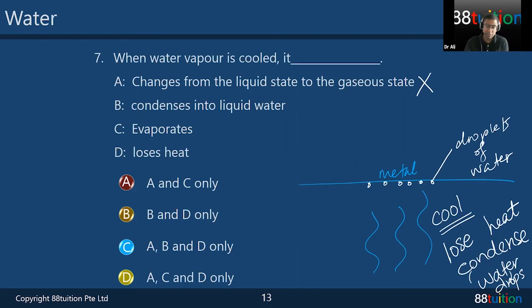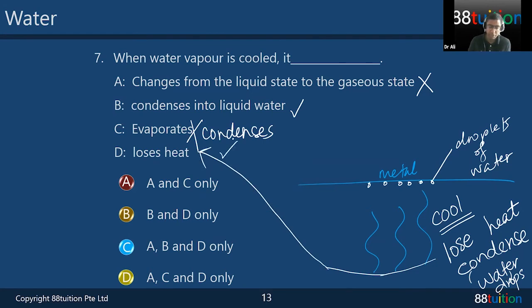It condenses into liquid water through, it evaporates. When water vapor is cool, no, it condenses. We just talked about it. So the whole process here is wrong. It condenses and it loses heat. Yes, we just mentioned that as well here.